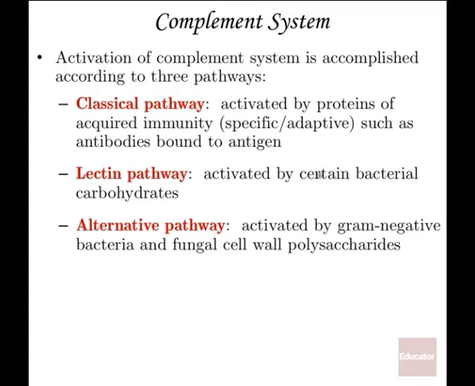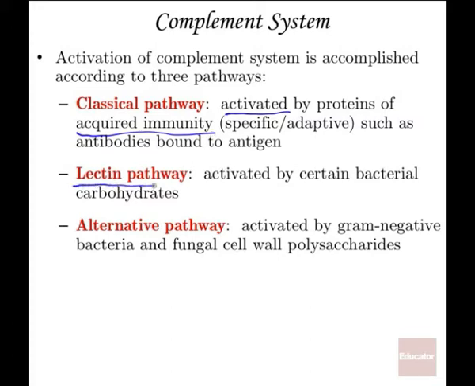So the classical pathway is the complement proteins that are activated by other proteins from especially acquired immunity. When these complement proteins are in the presence of activated elements from acquired immunity, then they get activated. We'll learn in other lectures what the acquired immune system response is all about.